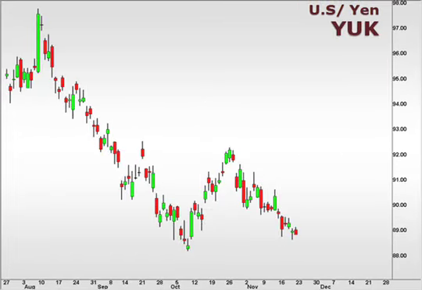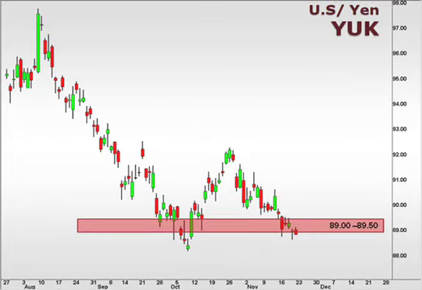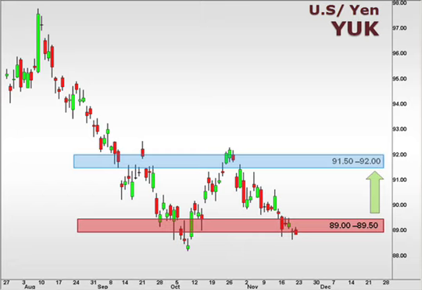The YUK continued to slip deeper into this 89, 89.5 focal zone. The path of least resistance continues to be down, with a break below this zone likely playing down into this 88 box. We're still looking for a break above that 90 level, being the point at which we would consider targeting this 91.5, 92 focal zone.